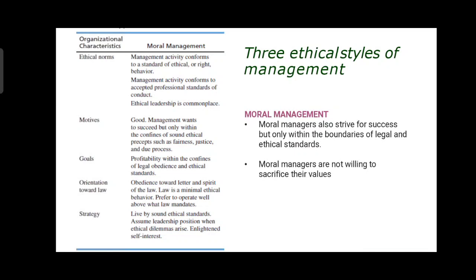Management want to succeed but only within the confines of sound ethical precepts such as fairness, justice, and due process. So, profitability within confines of legal obedience and ethical standards. So, ang ilahang orientation towards the law, obedience towards the letter and spirit of the law. Law is minimal ethical behavior, no? And prefer to operate well above what the law mandates. Sa strategy, they live by sound ethical standards. So, nindot ni ang moral management. So, they want to abide and they are strict in it para maka-abide sa laws, sa morality, sa ilahang guidelines.